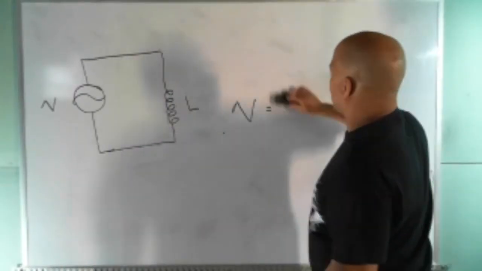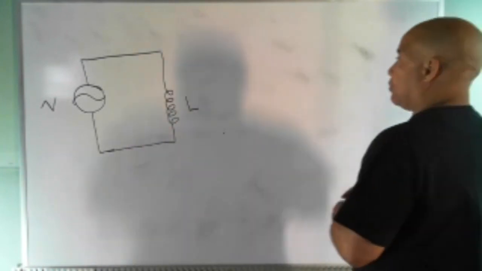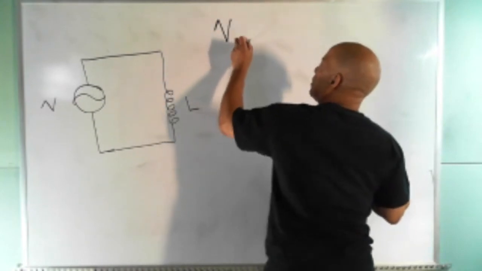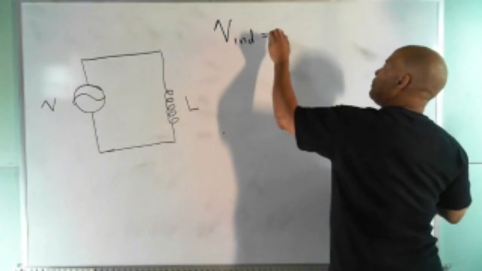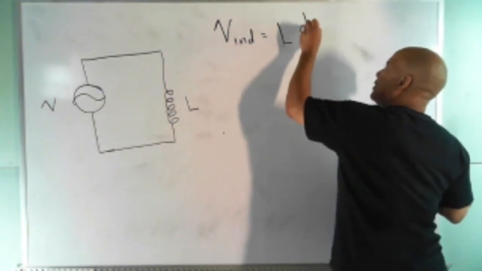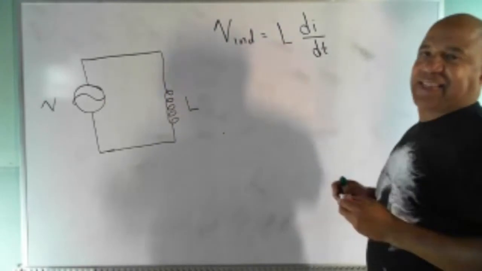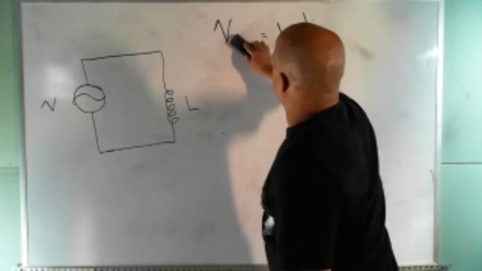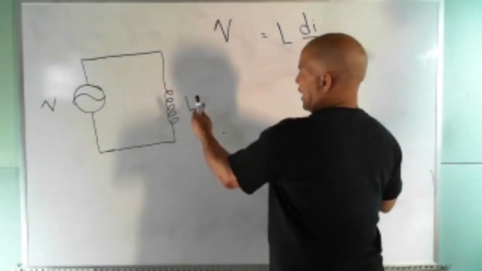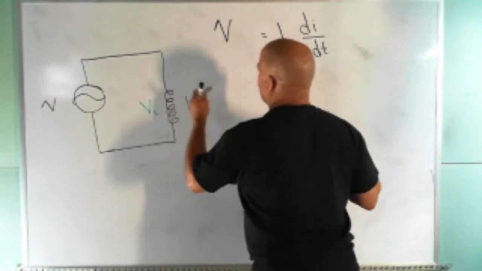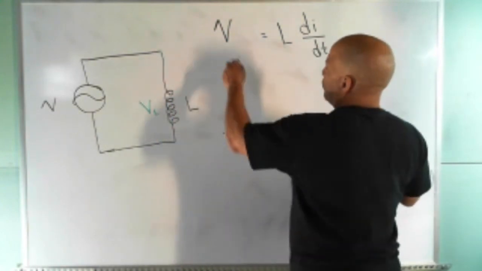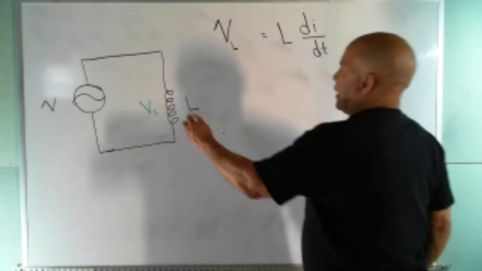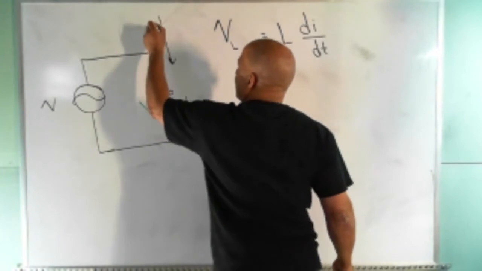All right, so let me move this off to the side. What I want to graph is V induced equals L di dt. So let's look at exactly what we're graphing. I'm going to call this VL because that's the inductor, and VL will be the voltage across the inductor. So this is VL. And the current flowing into here from VL, we'll call that IL.